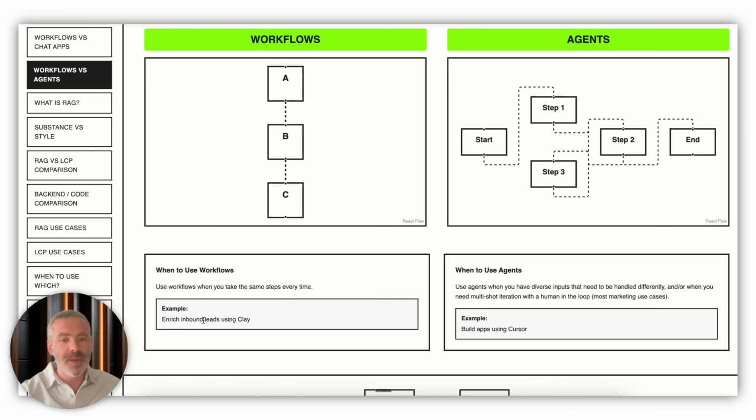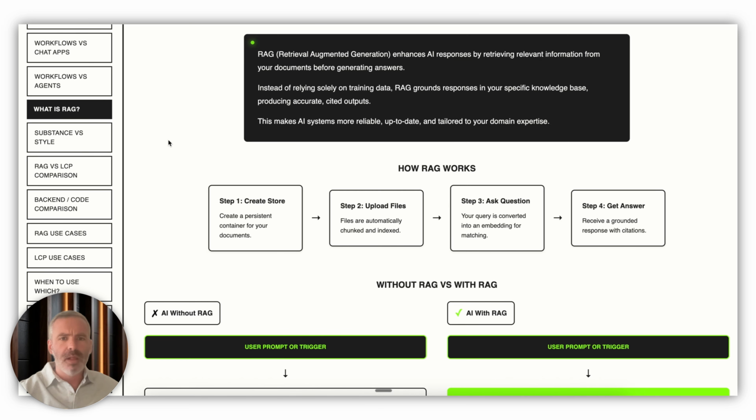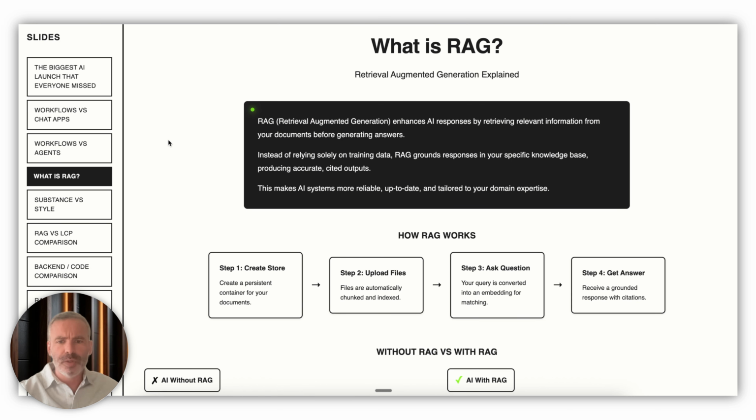So here is maybe enriching inbound leads using Clay and then routing those leads to different landing pages or different SDRs or personalizing messaging for them. A little bit more detail on what Retrieval Augmented Generation is and what you can use it for, and a little bit about how this file search API actually works.